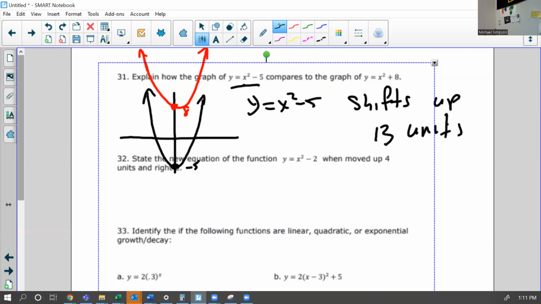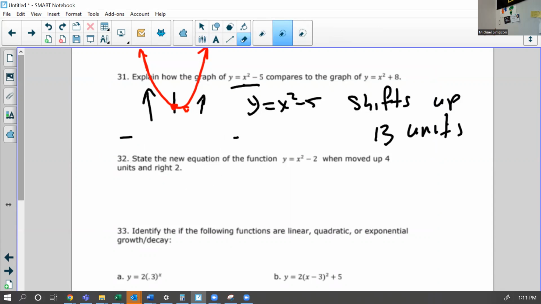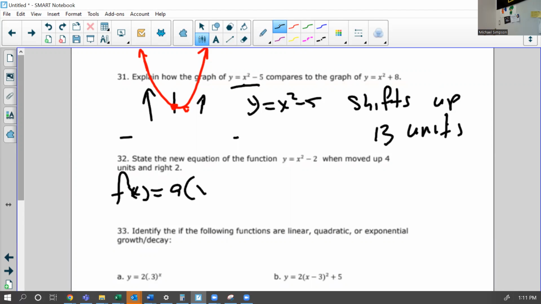And number 32, state a new equation of the function y equals x squared minus 2 when it's moved up 4 units and right 2. That's a good one. So remember, the equation format is f of x is equal to a times x minus h squared plus k, all right? And so it's telling you now that the graph moved up 4 units.